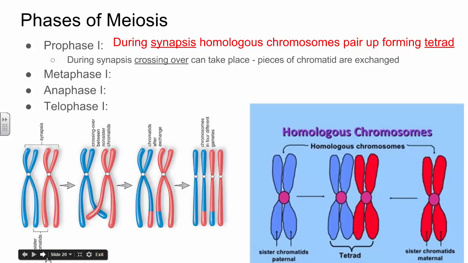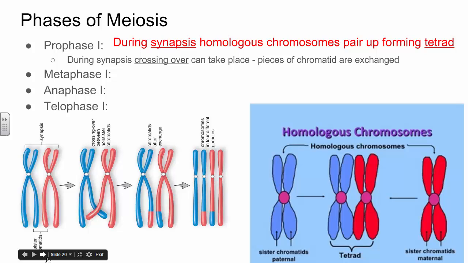For example, if there's a gene for eye color up here on this chromosome, there's also a gene for eye color on its homologous chromosome. But this one may be a gene for brown eyes. This one may be a gene for blue eyes. One of these homologous chromosomes came from who? Each parent. One from the mother, one from the father. So we inherit our chromosomes in pairs.